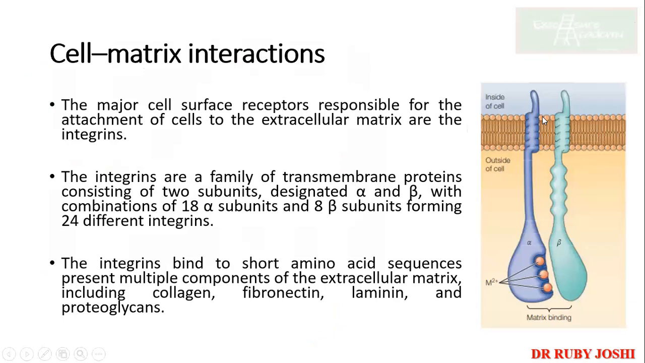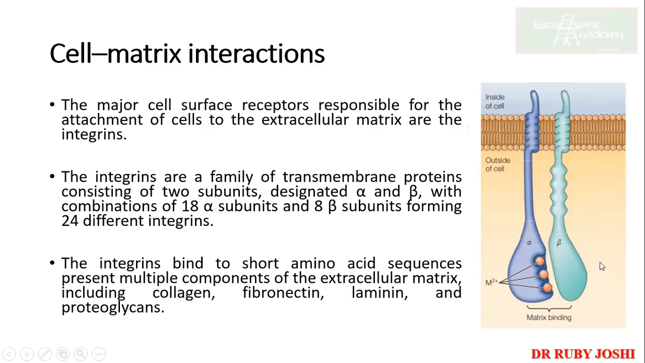Now coming to the cell matrix interactions. Those were the adhesion proteins which help in making the interactions. Now let's talk about the interactions between the cell and the matrix. The major cell surface receptors responsible for the attachment of the cells to the extracellular matrix are the integrins. The integrins belong to the transmembrane proteins. They have two subunits, alpha and beta, right? And they are made up of 18 alpha subunits and 8 beta subunits. Around 24 different integrins are there.